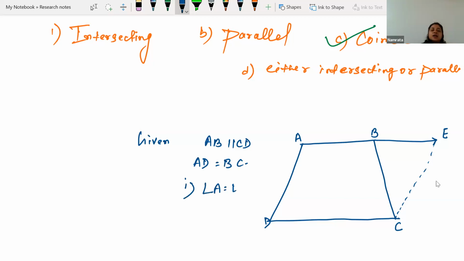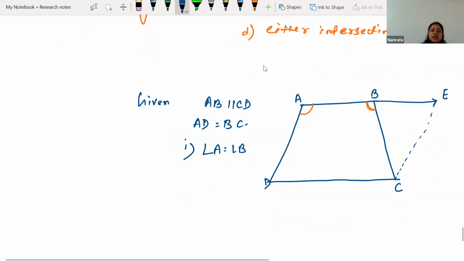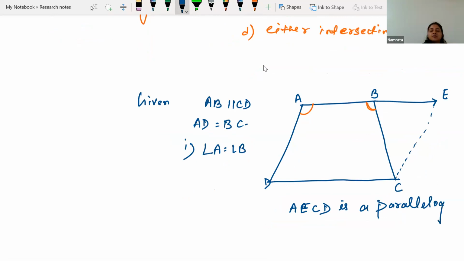Angle A is equal to angle B. We have already done the proof that this angle and this angle are the same. Before that, we have also proved that AECD is a parallelogram, where the opposite sides are parallel and obviously equal to each other.